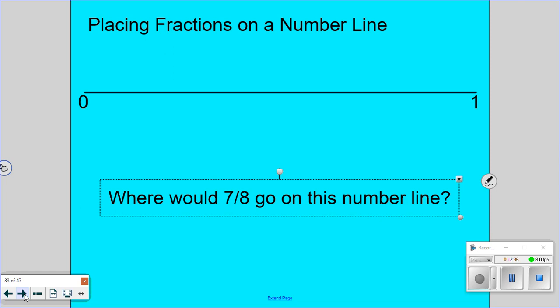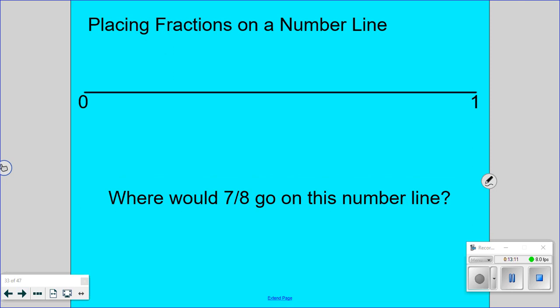Another number line. Before we make this number line, I want you to do a little estimating. About where do you think 7/8 is going to go? Do you think it's going to be closer to 0? Do you think it's going to be closer to 1? Or do we think it's going to be somewhere in the middle? 7/8. Think about what that might look like.